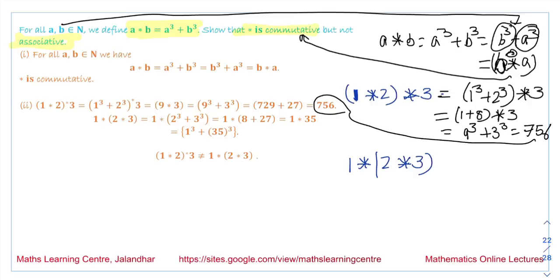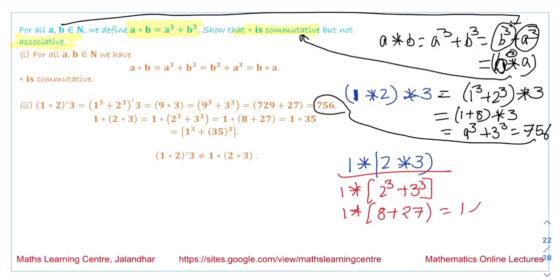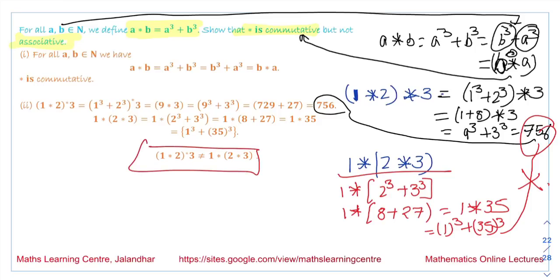that is equal to 756. Next, when we are calculating 1 star (2 star 3), we are getting 1 star (2 cube plus 3 cube). 2 cube is 8, 3 cube is 27. So this is equal to 1 star 35. This is equal to 1 cube plus 35 cube, and clearly these two values are not equal to each other. So we have proved that this operation is not an associative operation.